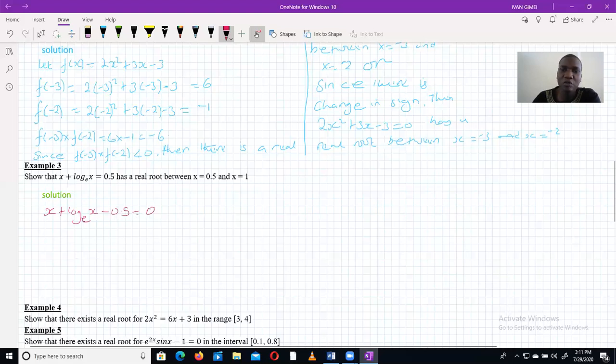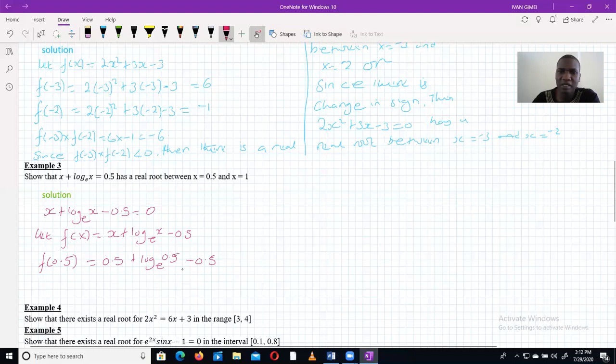Remember, we said our equation should be in the form f of x equals 0. So that means we should have a 0 term on one side. We shall now say let f of x be equivalent to x plus natural log of x minus 0.5. And at this point, you start getting f of 0.5. F of 0.5 will be the same as 0.5 plus the natural log, this is log e of 0.5, minus 0.5.